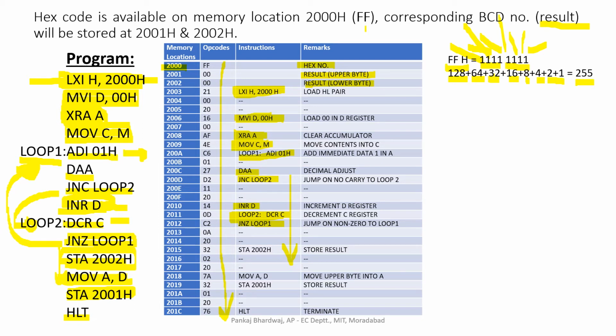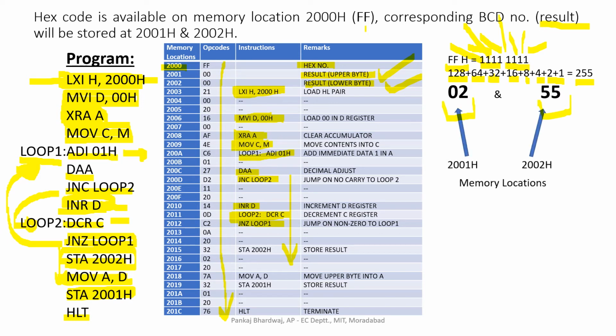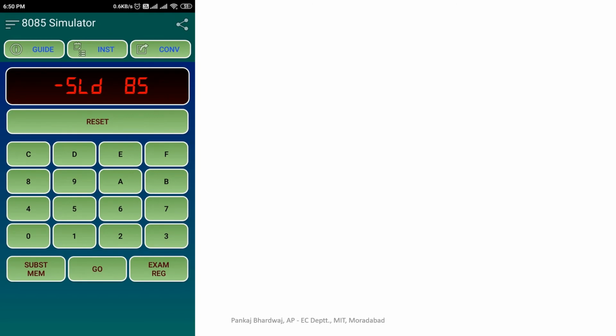So to store the number 255, we need two different registers, two different memory locations. So we use the upper byte, 02, to store in the 2001 location, and the lower byte, that is 55, to store in the 2002 location. Okay, that is 02 and 55 separately need to be stored in different memory locations, that is 2001 and 2002.